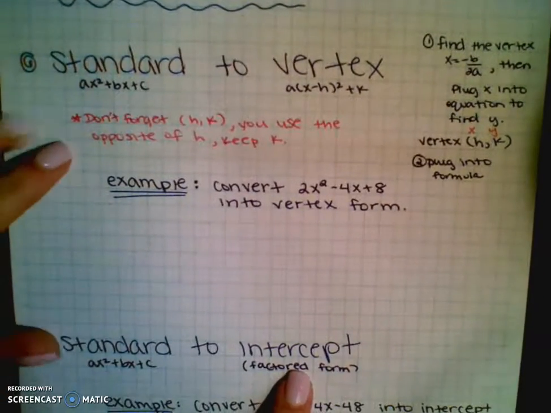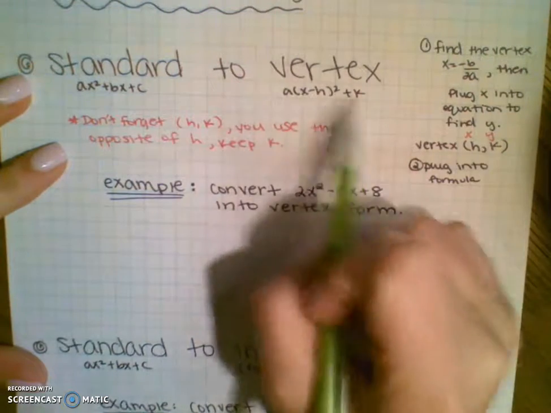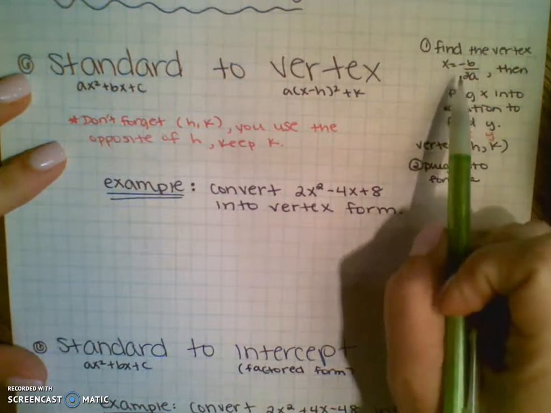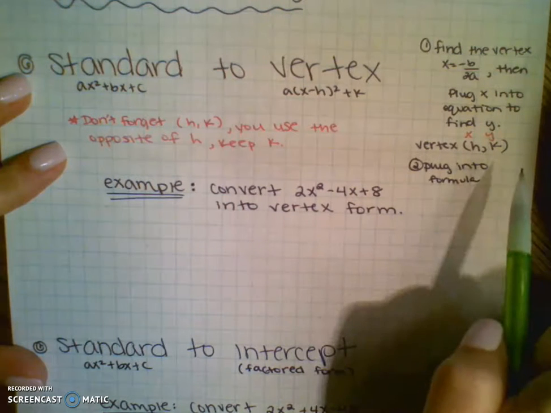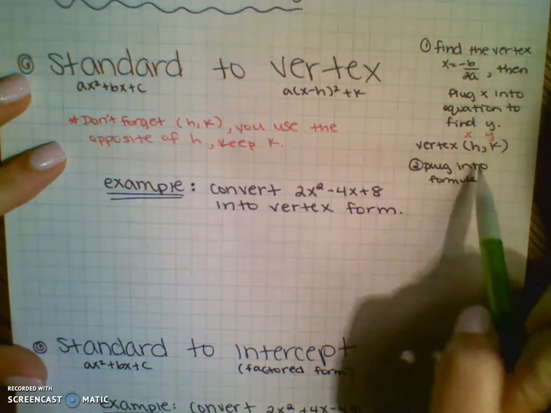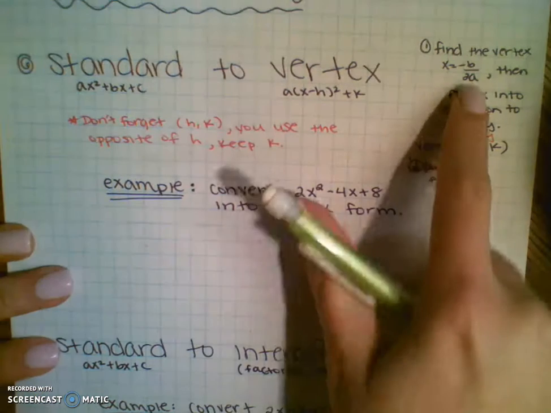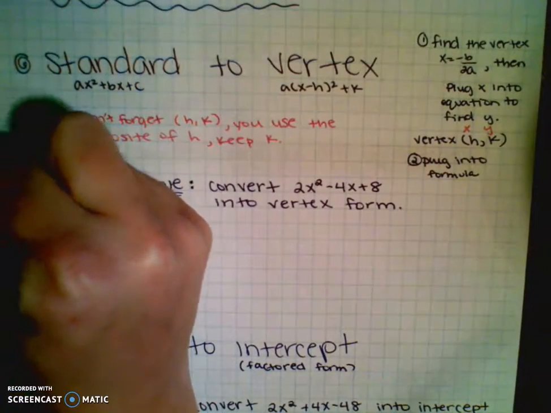So standard to vertex means you need to first find your vertex. It's telling you what to do, vertex. And I gave you how to find that. So remember, x equals -b/2a, plug it in. Okay. Then you have to find your x, y, which is really your h, k, and then you plug it into the formula. Okay, so we're going to do an example for that now. So for this example, the first thing I have to do is find the vertex, which means I have to do my ABCs just like I did a second ago.